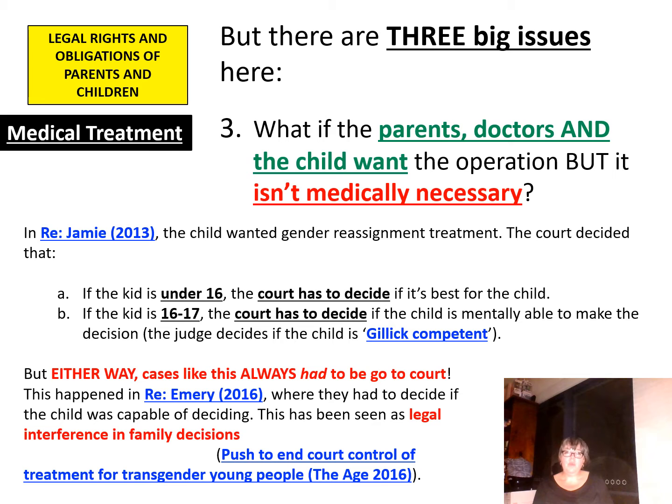This happened in Emory 2016, where they had to decide if the child was capable of deciding. This has been seen as legal interference in family decisions. A news article on this was "Push to end court control of treatment for transgender young people", The Age, 2016.